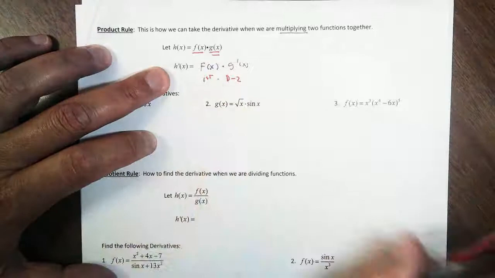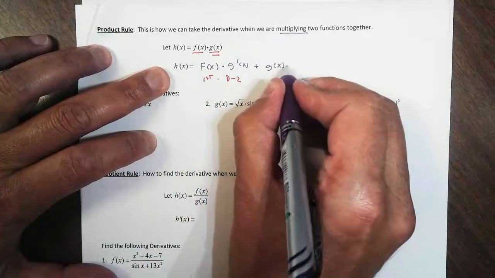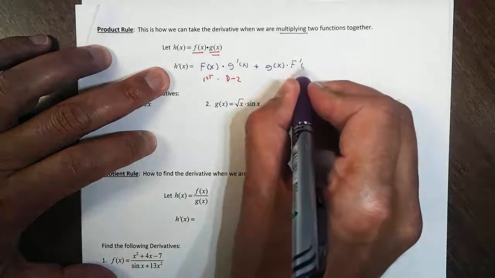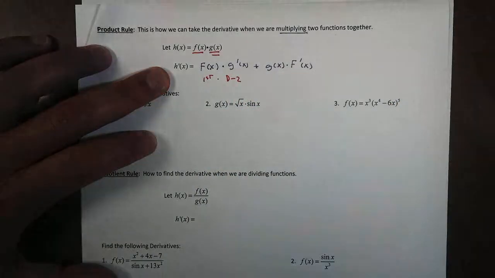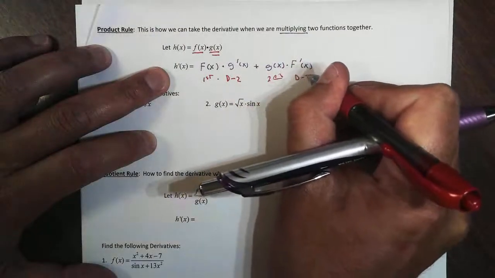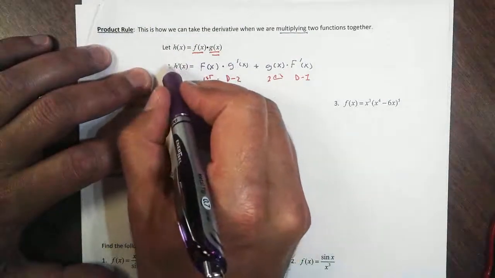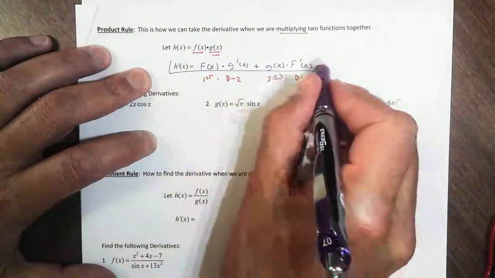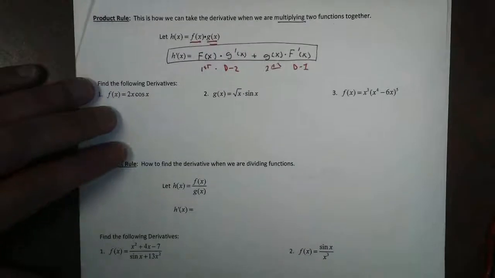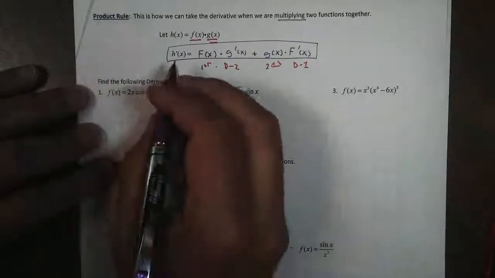So I say first d2. Add to that the second function, g of x, times the derivative of the first function. So I go plus second d1. So this is our rule. Now you just have to memorize this. It's going to be amazing, okay? Now it's very easy to take a look at, to use. So let's take a look at examples 1 through 3 right here.